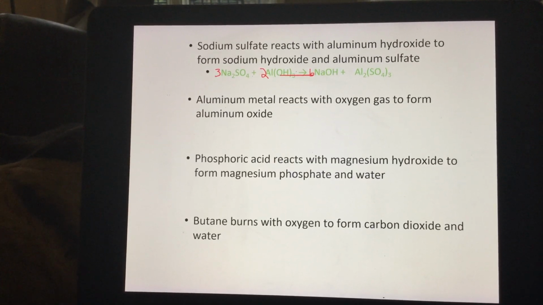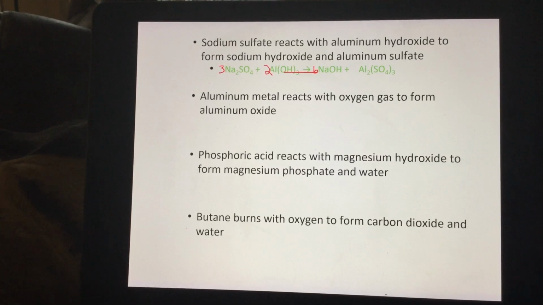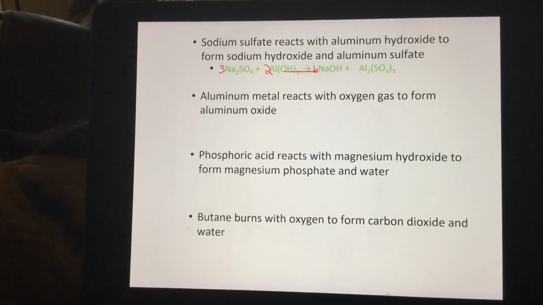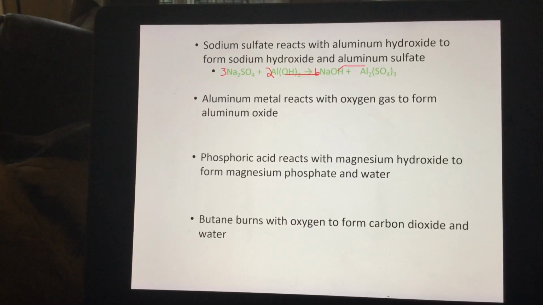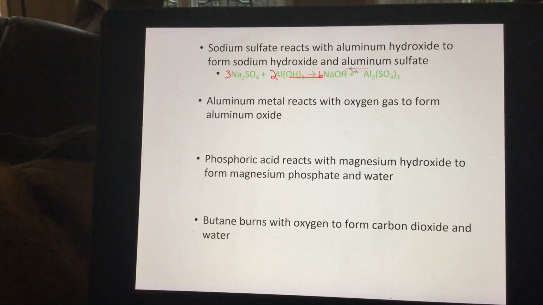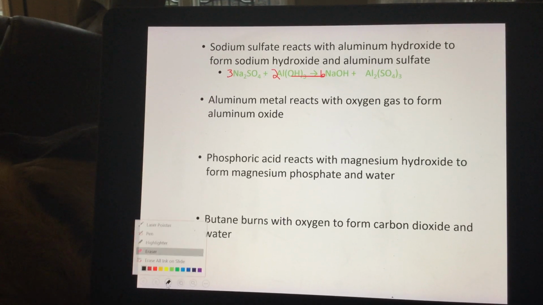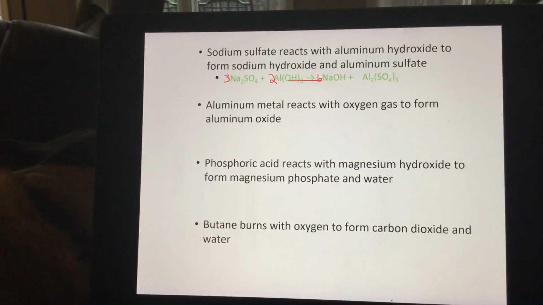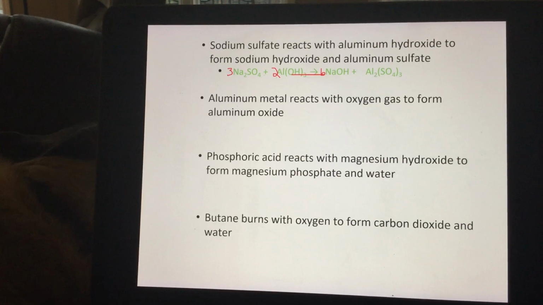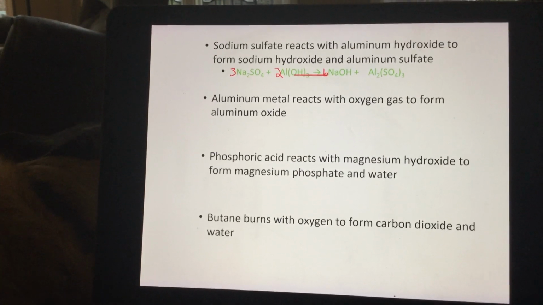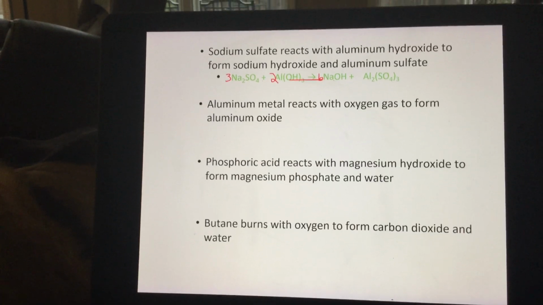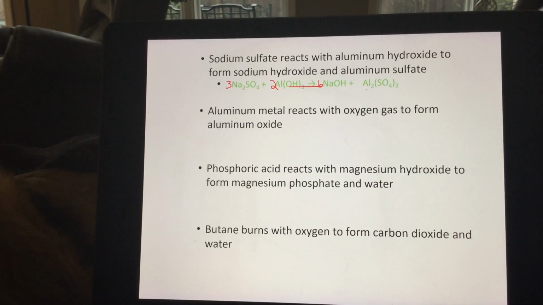And now we want to check our other polyatomic, which is the hydroxide. Okay. So I have 2 times 3, so I have 6 hydroxides on my reactant side, and now after rebalancing the sodiums, I have 6 hydroxides on the product side, so this reaction is now balanced.